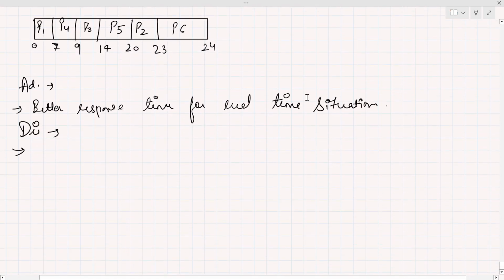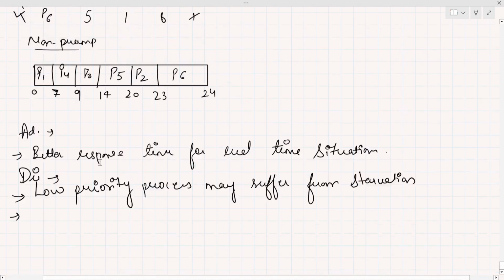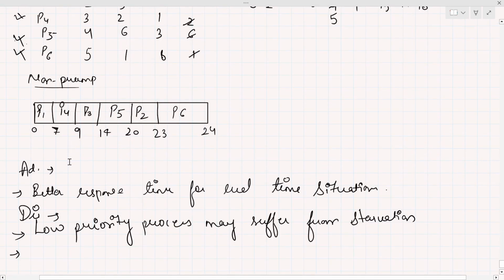Low priority processes may suffer from starvation, meaning it takes a very long time for this process to get the CPU. This is the disadvantage. Because starvation is there, this is definitely one of the biggest disadvantages of this scheduling algorithm. Now everything is clear, so I hope you understand the advantages and disadvantages of this type of scheduling algorithm.